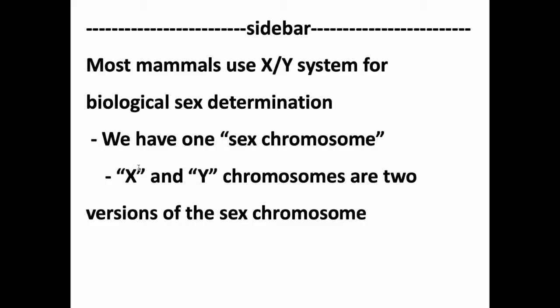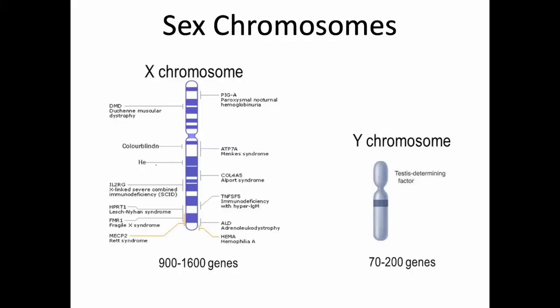Alleles are two different versions of a given gene. X and Y are two different versions of an entire chromosome. So we have two different versions of this chromosome. Don't sweat the details here, but here's an X chromosome. It's rather large compared to everything else. It has a lot of important genes. Here's the Y chromosome. It is much, much smaller. We'll see why in just a second. But these are two different versions of the sex chromosome.